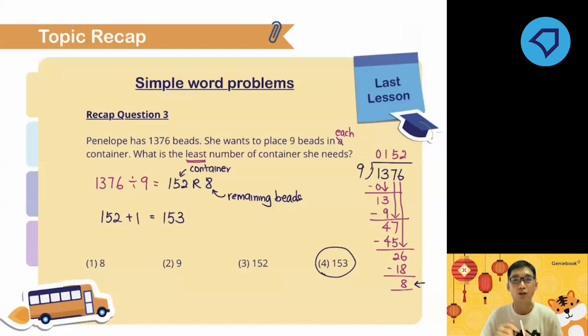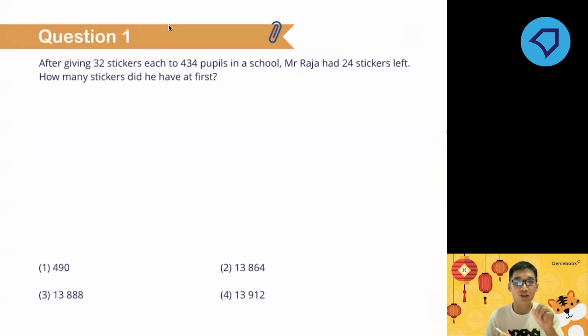So altogether, 153 containers. Okay, now let's take a look at the first question. In this question it says, Mr. Raja gave 32 stickers each to 434 pupils in a school. Okay, so that is the first clue. Let me highlight it first. This is our very first clue.